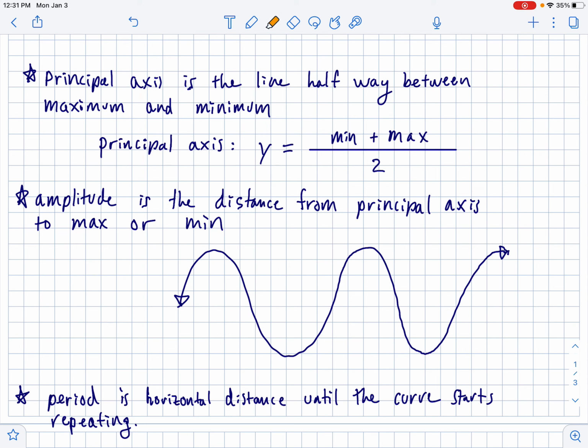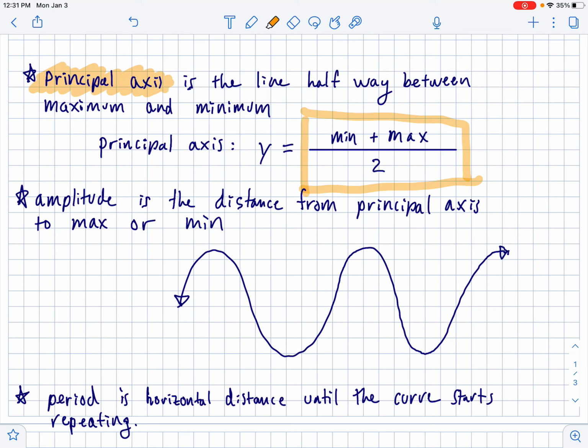As I said in the first part of this video, the principal axis is the line halfway between the maximum and the minimum. So from the bottom to the top, it's the halfway point. The way you find that, if you're just given numbers about the minimum and maximum, like the lowest and highest point, is that you can average the minimum and the maximum, add the min and max together and divide by 2. That's going to tell you the principal axis.